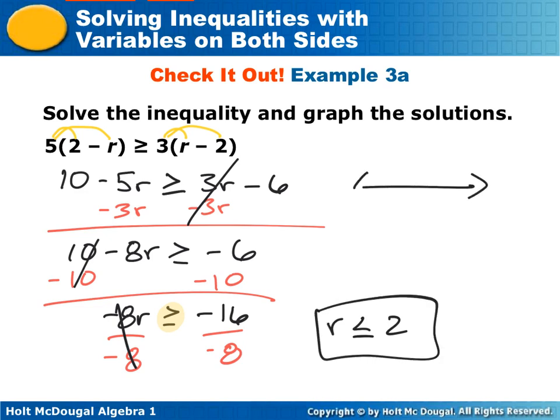So you draw your graph. 2 is your number, 3 is bigger, 1 is smaller. Here, since it has the or equal to, what kind of dot is it? It is shaded in. It is a closed dot. However, the r is still smaller than the 2, so it's everything to the left.